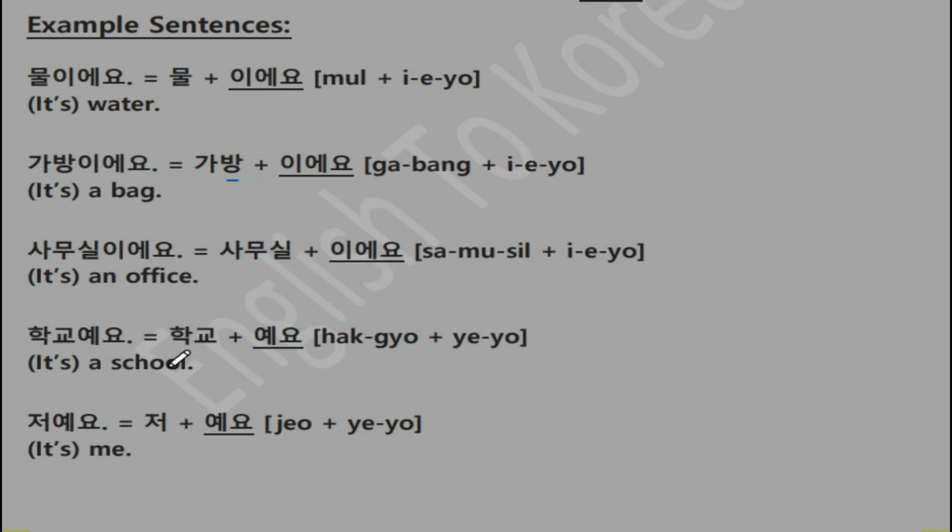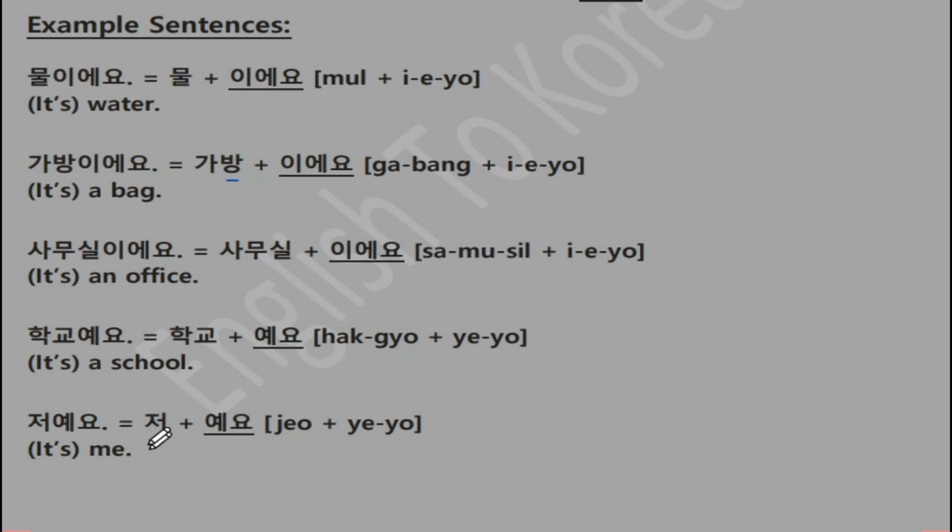Samushilieyo. It's a school. School means Hakkyo. The last word is Hakkyo and the last word ended in a vowel, not a consonant. If there is a vowel, we will use Yeyo. Hakkyoyeyo.